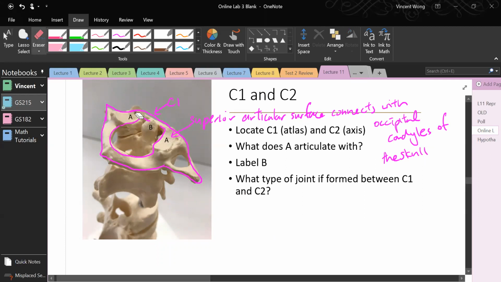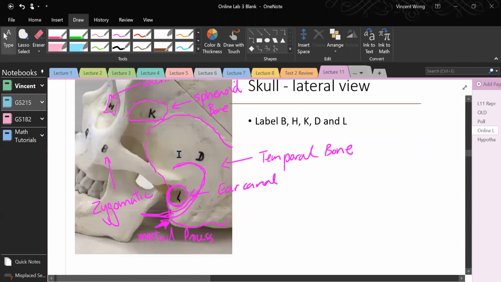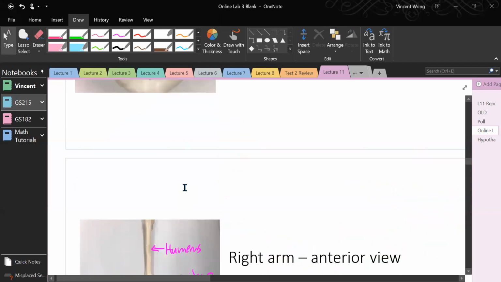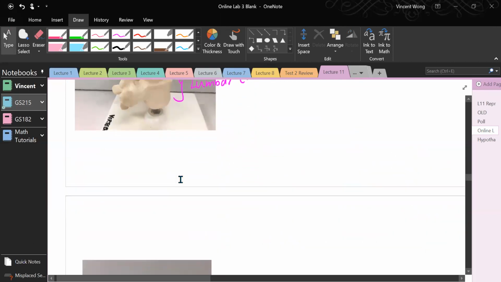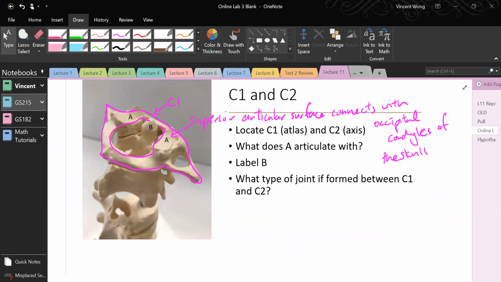So you can see these are grooves. And I'm just going to go back to show you, right? These are the occipital condyles. They are semicircles. So those would sit right on here. And you can nod your head.